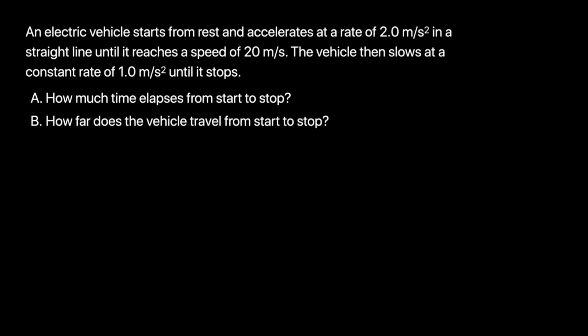An electric vehicle starts from rest and accelerates at a rate of 2 meters per second squared in a straight line until it reaches 20 meters per second. The vehicle then slows at a constant rate of 1 meter per second squared until it stops.